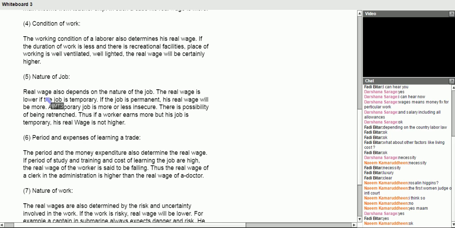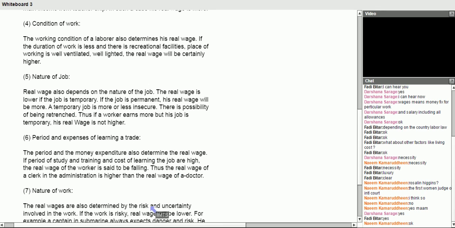The nature of job. Real wages also depend on the nature of the job. So real wage is lower if the job is temporary. If the job is permanent, his real wage is more. Because when your job is temporary, you are always under pressure. You always have a fear in mind that you may be thrown out. So that insecurity factor makes your real wage less.